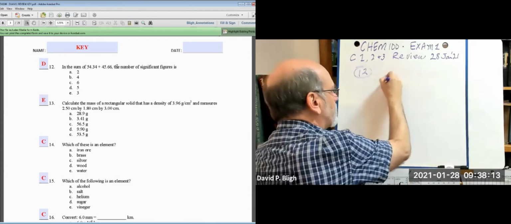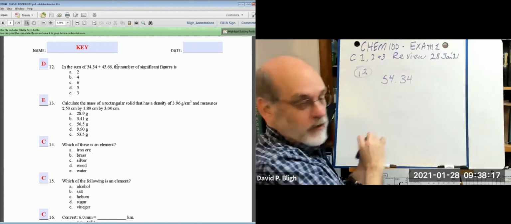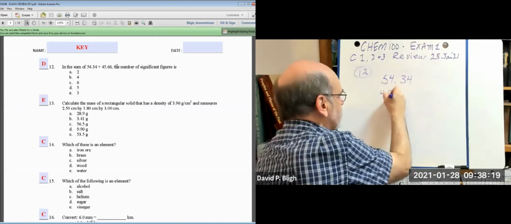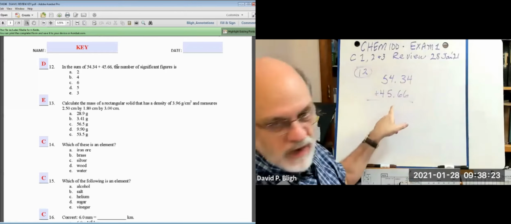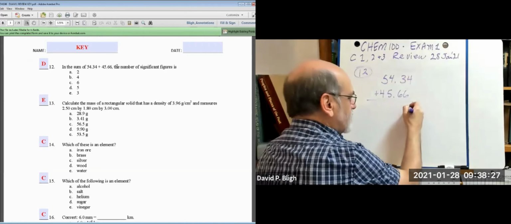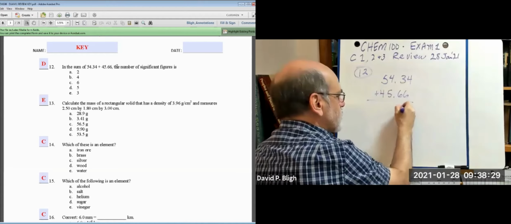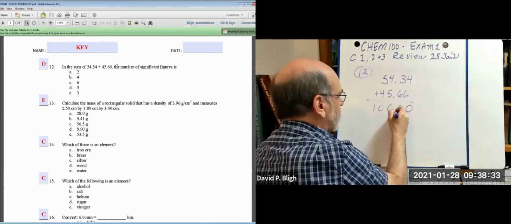54.34 and 45.66 requires that you line up the decimals, correct? Then you add. 0, carry the 1. 0, carry the 1. 0, carry the 1. There.